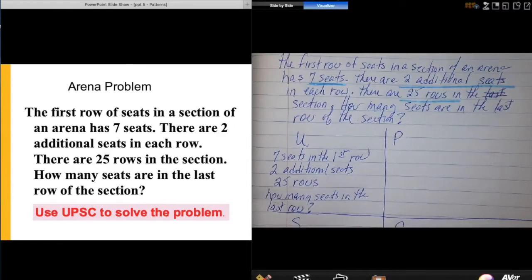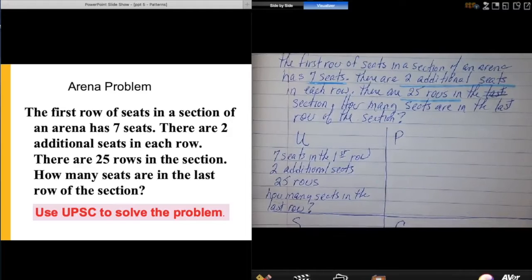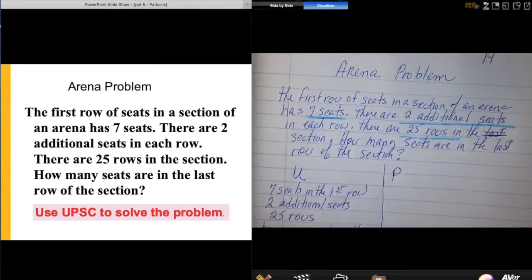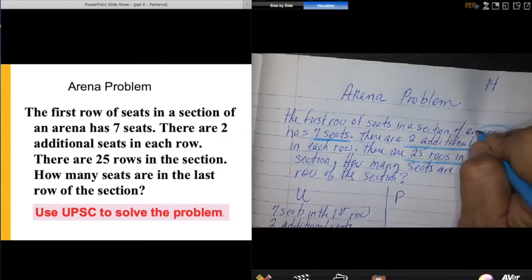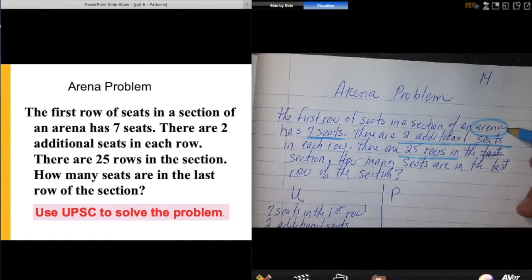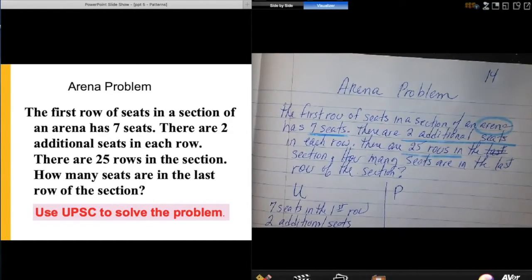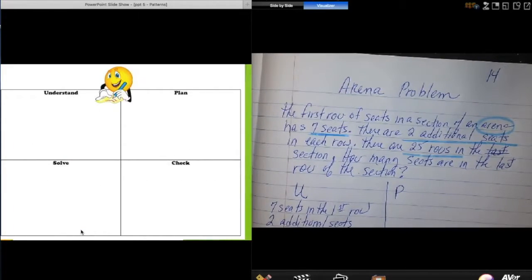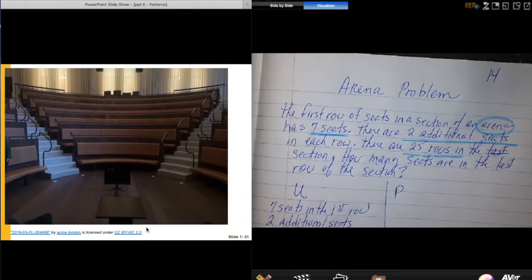An important point that we must not forget is looking at the vocabulary used in the word problem. If you'll notice, the first row of seats in a section of an arena. I'm going to circle that so you could see that. There may be some students who don't know what an arena looks like, so I did find a picture here. Let's see if I can pull it up. Oh, there's my UPSC chart, similar to what we're doing. And there's my arena. It's not the best. It looks like an auditorium or something.